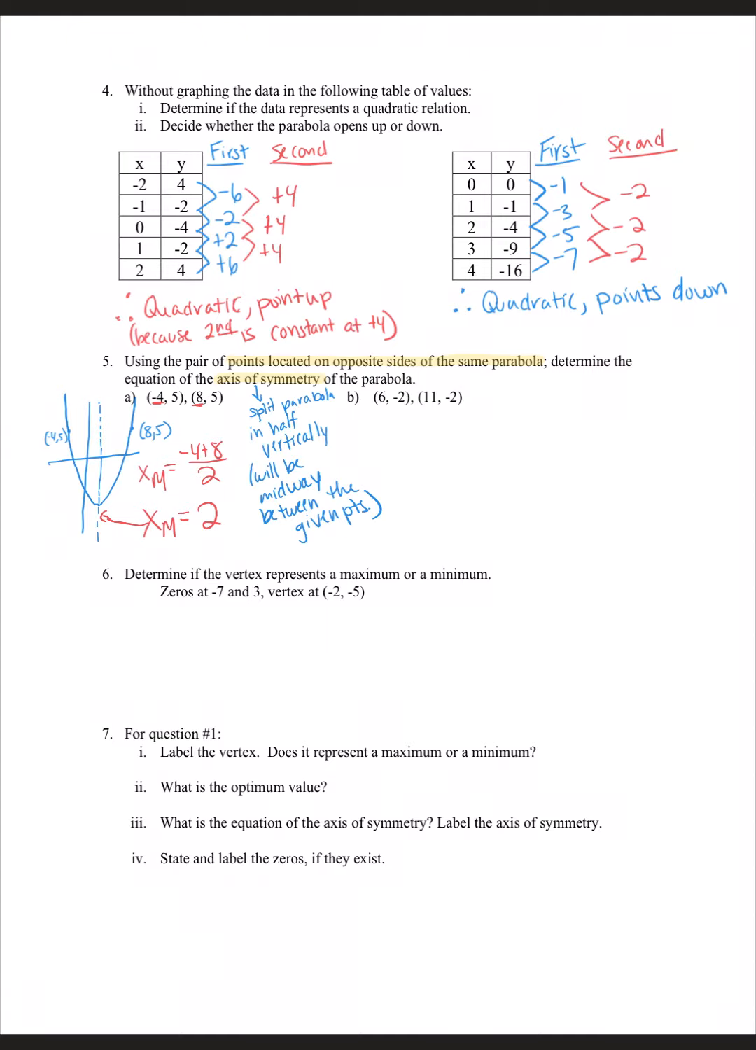Okay, let's take a look at another example. So we're trying to look at the midway point between (6, -2) and (11, -2). We're again going to take the midpoint of our x's. So we're going to have 6 plus 11 divided by 2, which equals 17 over 2, or we can say 8.5. Okay, both of these are going to represent the equation for axis of symmetry.